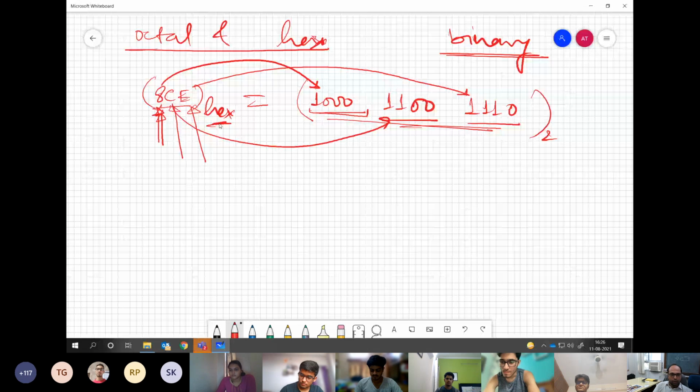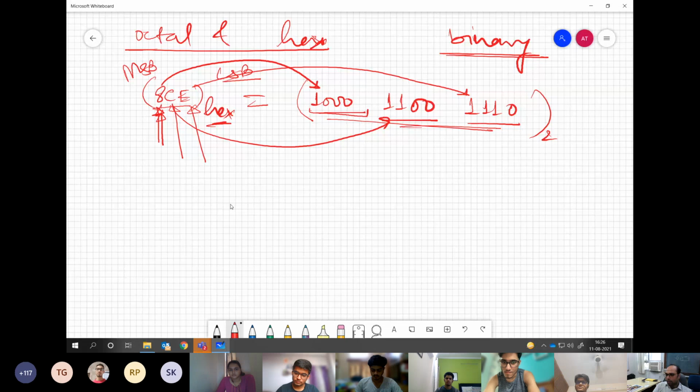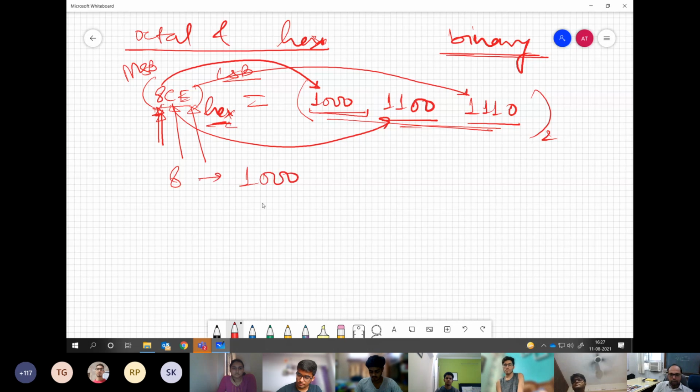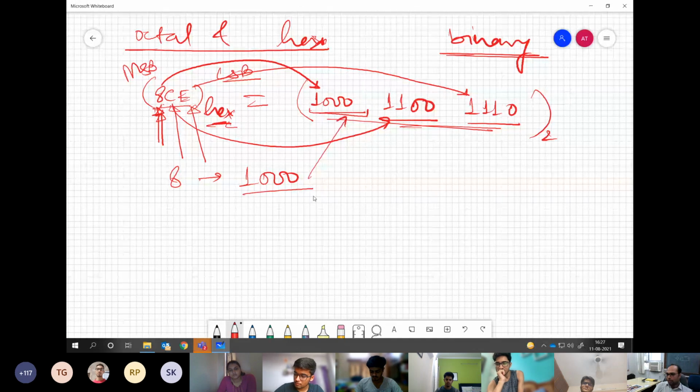And here you need not worry whether you are starting from MSB or from LSB, because this is fixed. You don't need to add anything extra or remove anything extra. How a number 8 is represented in hex, that is fixed. You know that 4 bits are used and this is the number. So straight away we can replace. And the same goes with the octal system also.